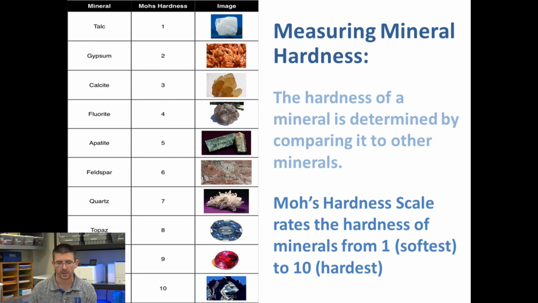Mohs hardness scale actually starts with number 1 on the scale, which is talc, which is a very, very soft mineral. You can actually scratch it with your fingernail. And it goes all the way up to diamond, which is one of the hardest minerals known to man. Everything in between gives us some base points that we can use to compare the hardness of other minerals.